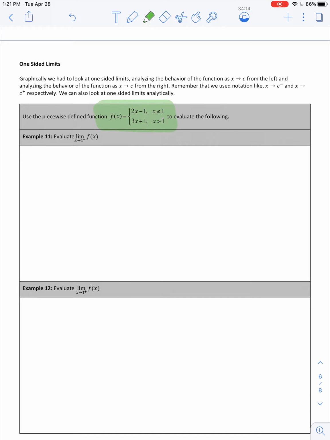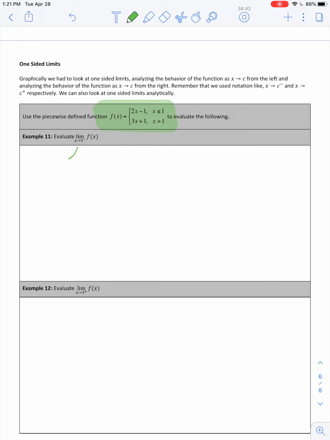We're looking at f of x is equal to 2x minus 1 if x is less than or equal to 1. And we're looking at that f of x is equal to 3x plus 1 if x is greater than 1. On your guided notes, there is a visual of what this graph looks like, but here I want to focus on the algebra involved in determining limits of this function.